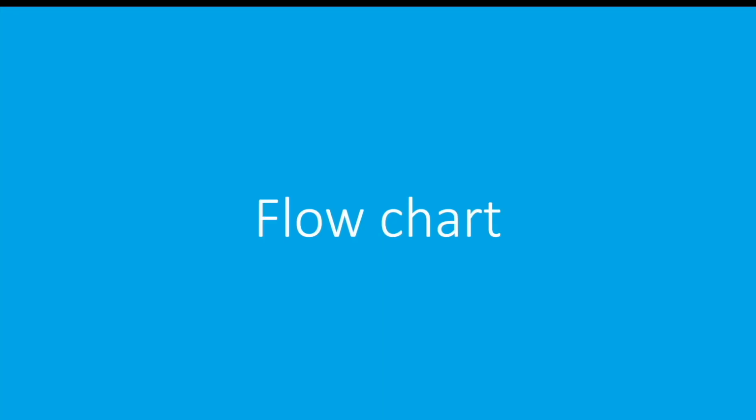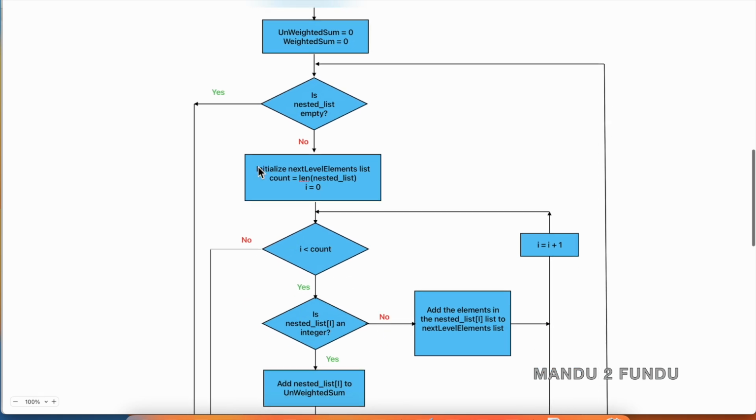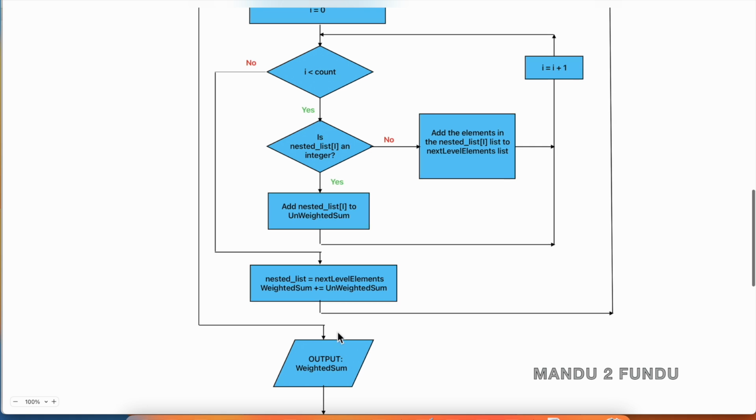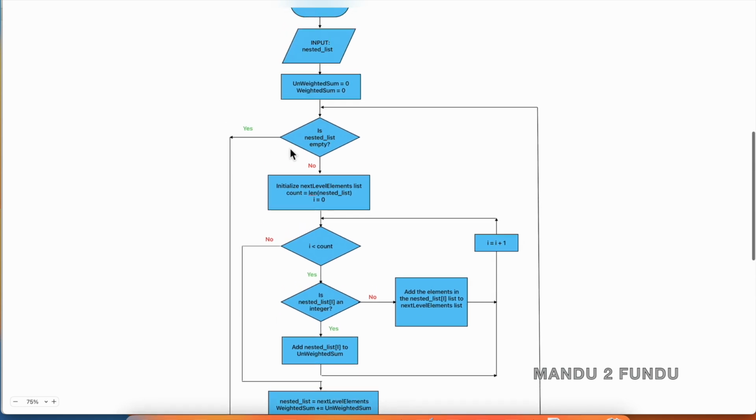Let's look at the flowchart for this solution. Nested list is passed as an input to this procedure, and then we initialize the unweighted sum and weighted sum variables. First we check whether the nested list is empty. If so, we return the weighted sum, as there is no more integer to process. If the list is not empty, then we initialize a next level elements list to capture the elements in the next level.